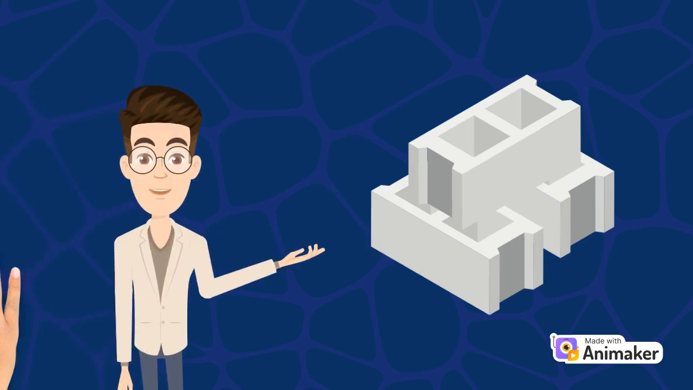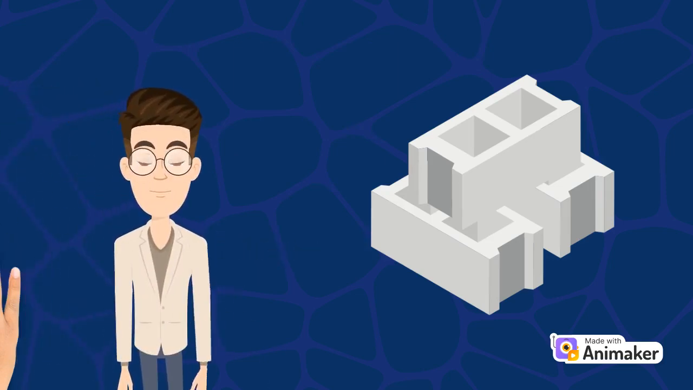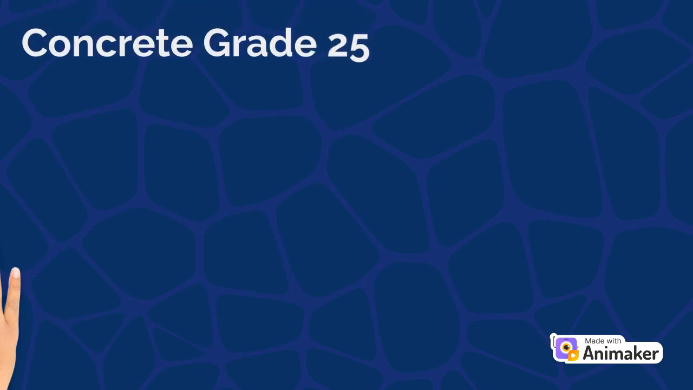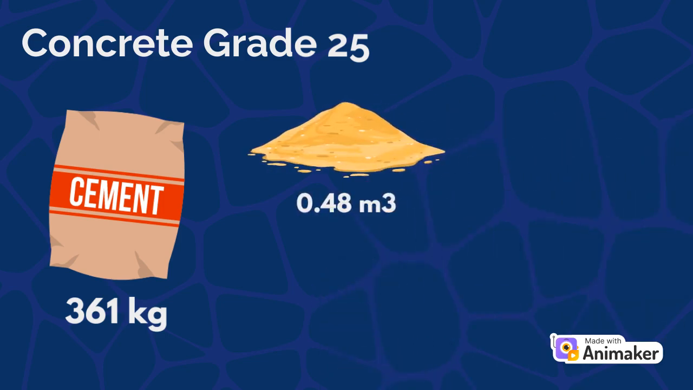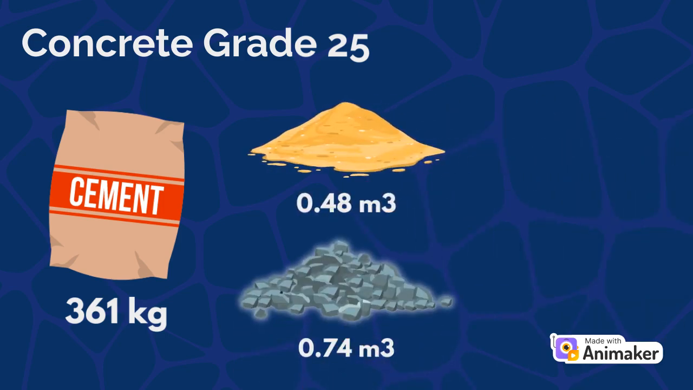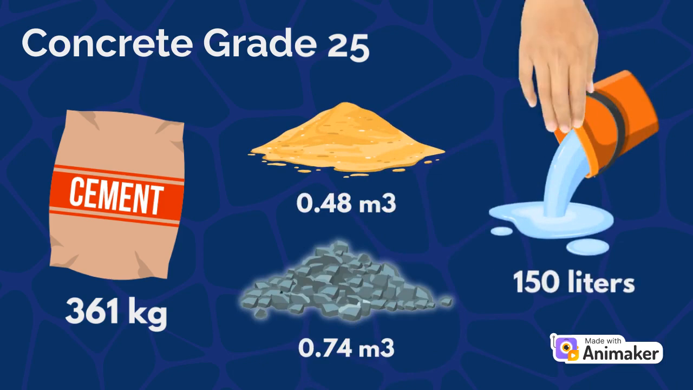Let's look into the first material, which is concrete. For this project, it uses grade 25 concrete. According to JKR 2015, a mixture of 1 cubic meter of concrete grade 25 requires 361 kg of cement, 0.48 cubic meter of sand, 0.74 cubic meter of aggregates and 150 liters of water.